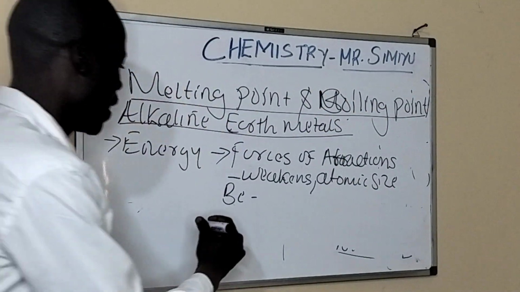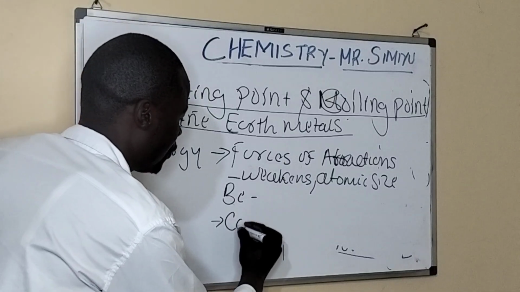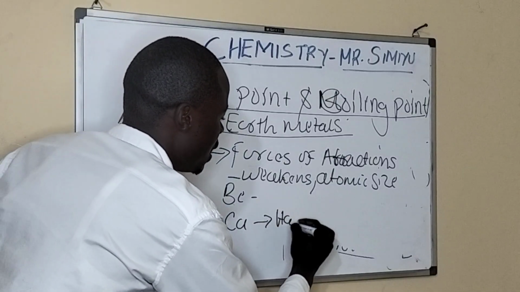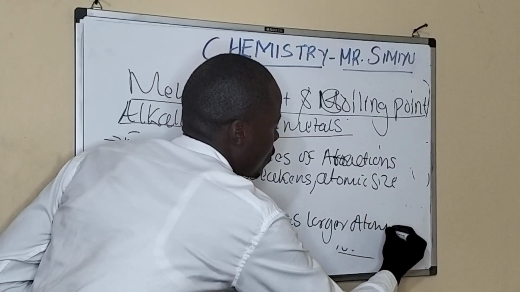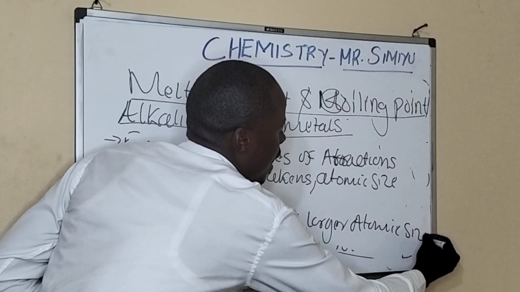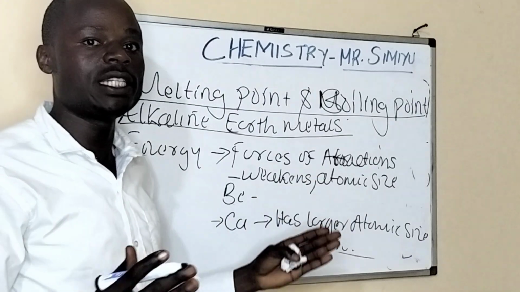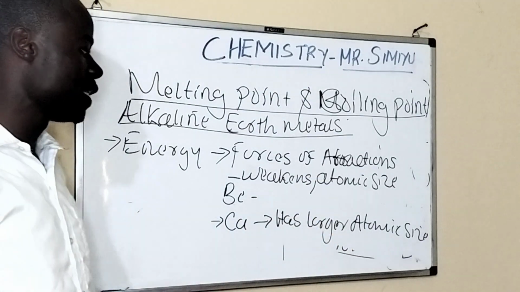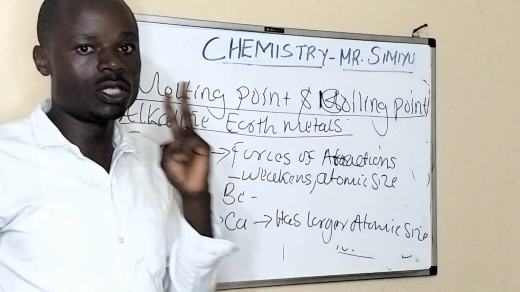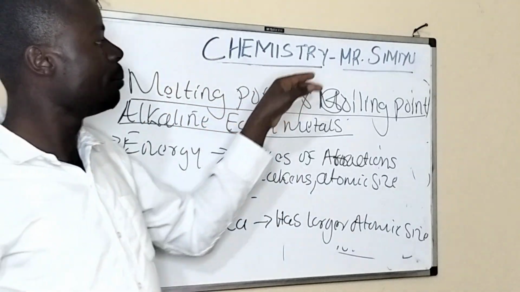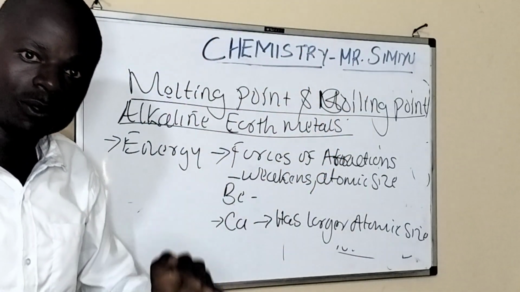Let's look also at calcium. Calcium has a larger atomic size. As it has a large atomic size, it weakens the forces of attraction. So we can say that down the group in period 2, the melting point and boiling point decrease down the group. Why?